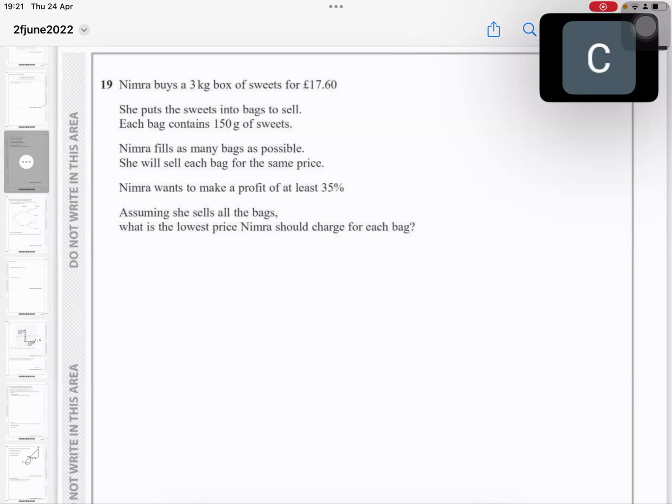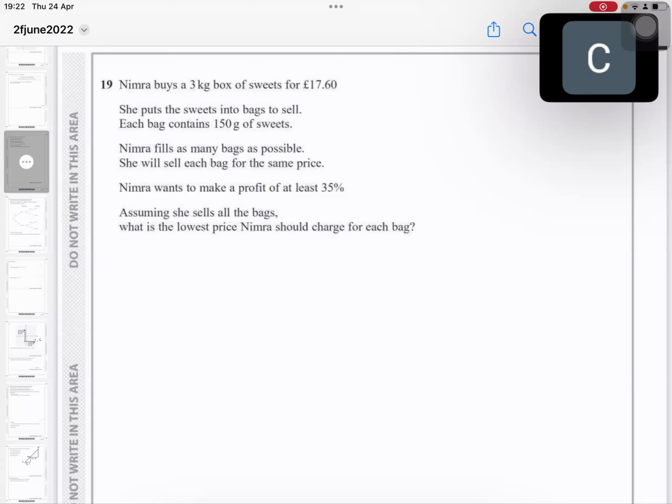It says she buys a 3 kilogram box of sweets. Now, the question is this. Each bag contains 150 grams of sweets. In other words, one bag is 150 grams. So how many 150 grams can we find in 3 kilograms? Because they said she fills as many bags as possible.